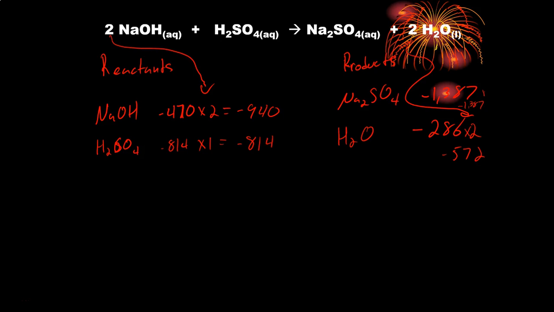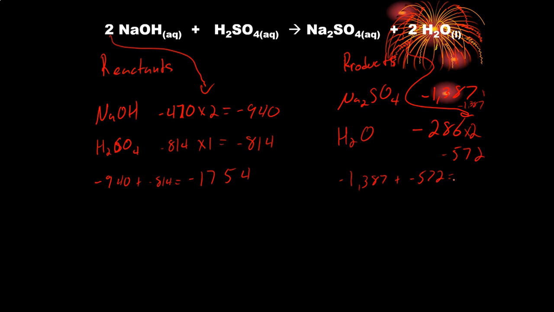Next, we're going to take all of our reactants and add those together. So I'm going to take that minus 940 plus a negative 814. When I plug that into my calculator, I get minus 1,754. I'm going to do the same thing with my products. So I'm going to take that minus 1,387 plus a negative 572.